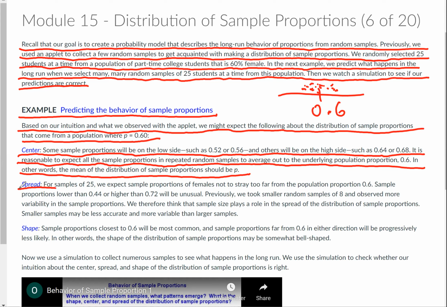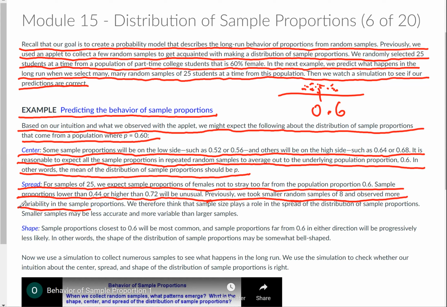And then the spread. For samples of 25, we expect sample proportions of females not to stray too far from the population proportion of 0.60. Sample proportions lower than, say, 0.44 or higher than 0.72 will be unusual. Previously, we took smaller random samples of 8 and observed more variability in the sample proportions. We therefore think that sample size plays a role in the spread of the distribution of sample proportions. Smaller samples may be less accurate and more variable than larger samples.